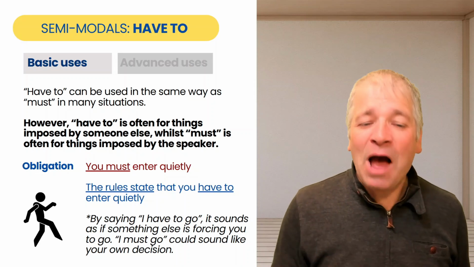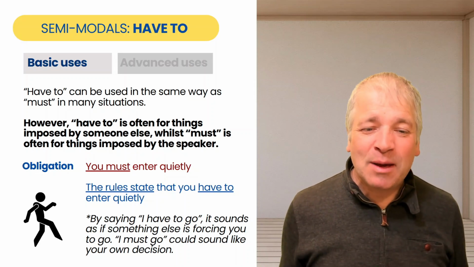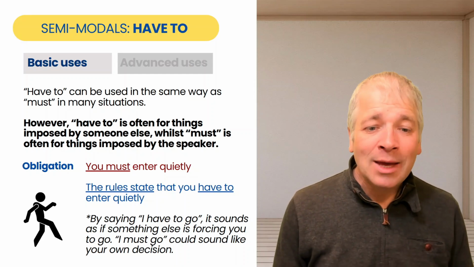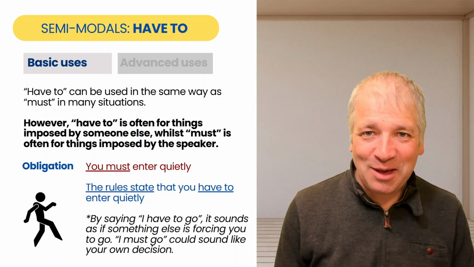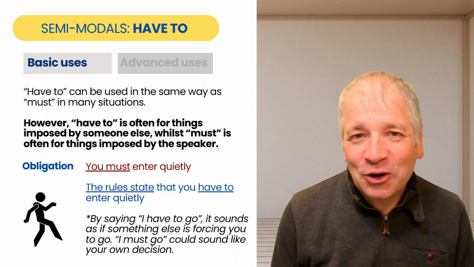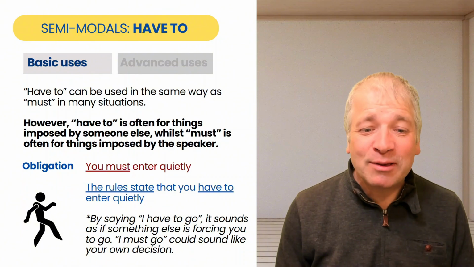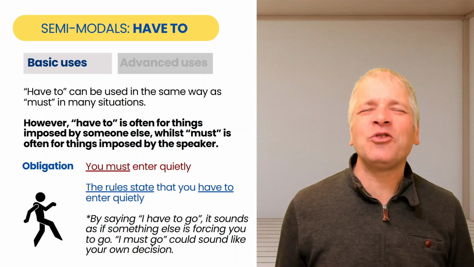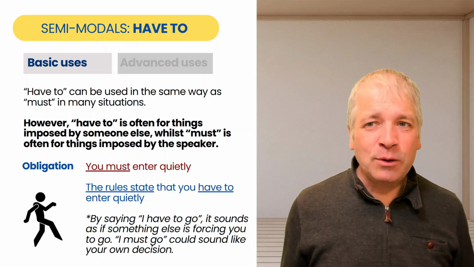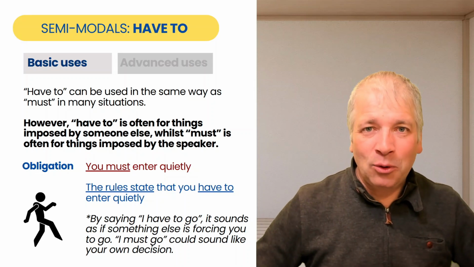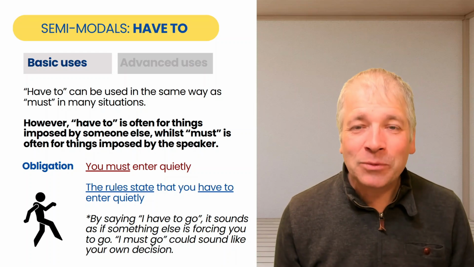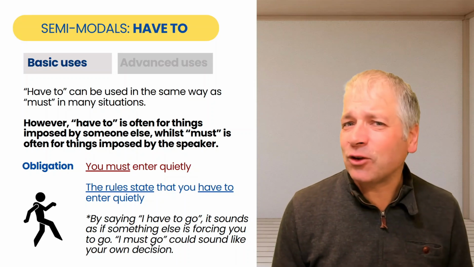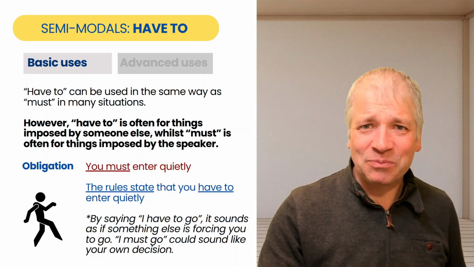If you say, "I have to go," it sounds as if something else is forcing you to go. If you say, "I must go," it could sound like your own decision. So if you want to make it easier for you to leave somewhere, it's probably better to say, "I have to go," because it makes it sound like you've got no choice. I've got no choice. I have to go. But if you say, "I must go," it sounds more like it's your own decision, which makes it seem a little bit more direct. It's probably better if you say, "Oh, I have to go because of this other reason."